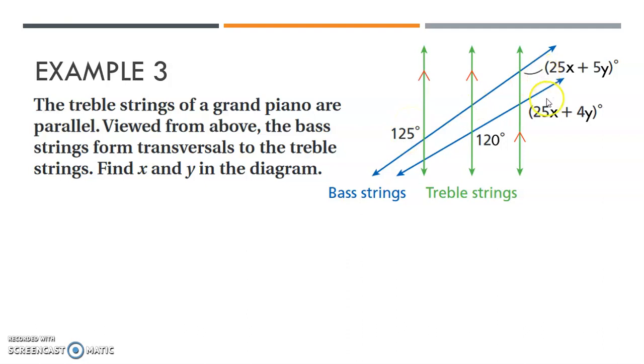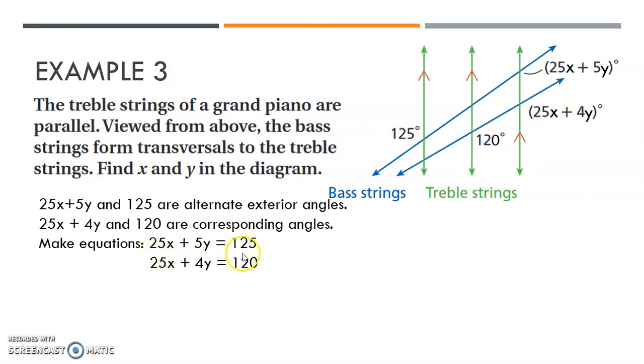Now I'm going to do the same thing for these other 2 angles. I can ignore this green line at the end here, and I see that this 120 and this 25x plus 4y are both below a transversal and to the right of the green lines. That means they're corresponding angles because they're in the same general position. So I'm going to write that corresponding angles are congruent, and 25x plus 4y has to equal 120. So this is what I get. My equations look like this.